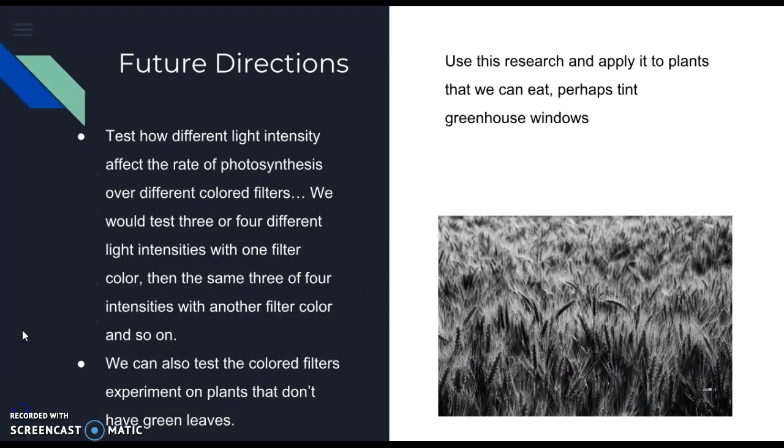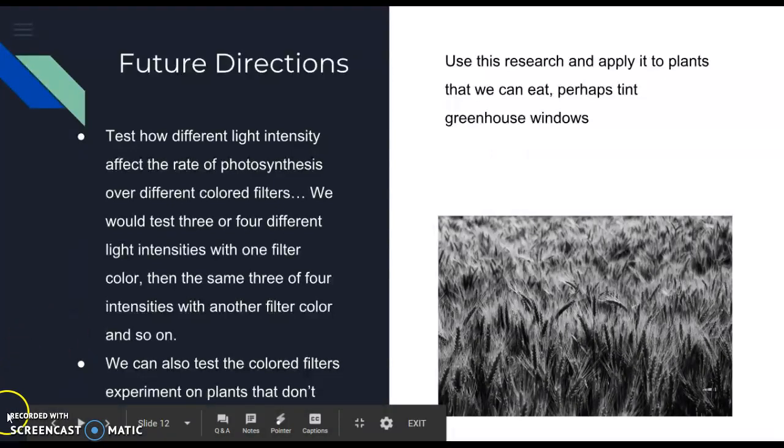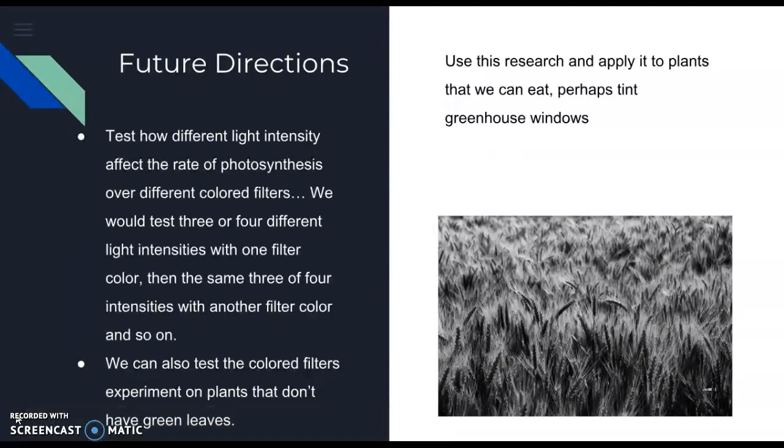Future directions. So first and foremost, we want to eliminate any variabilities or inconsistencies in our future experiments. Things we are interested in testing is how different light intensities affect the rate of photosynthesis over different colored filters. So instead of using only the 64 micromole light intensity, we can experiment with lower or higher light intensities and see how they affect absorption rate over different periods of time.